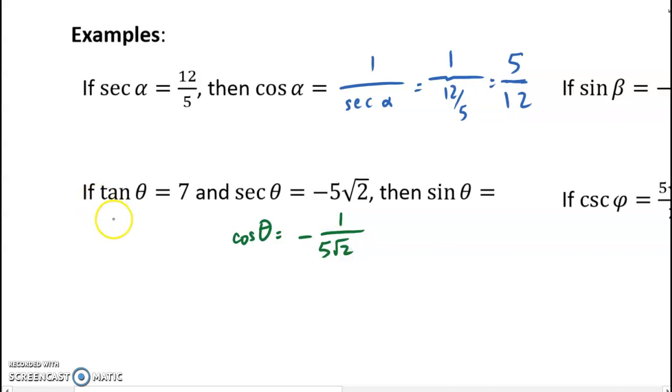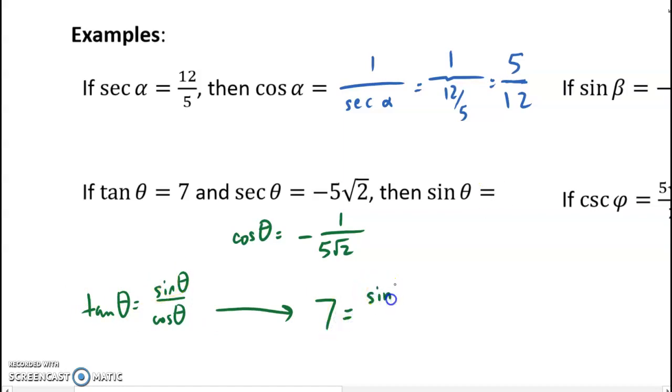Well, we also know that the tangent of theta is equal to the sine of theta divided by the cosine of theta. And we know what the tangent of theta is. It's 7. I don't know what the sine of theta is. That's what I'm asked to find. But I do know what the cosine of theta is. It's negative 1 over 5 root 2.